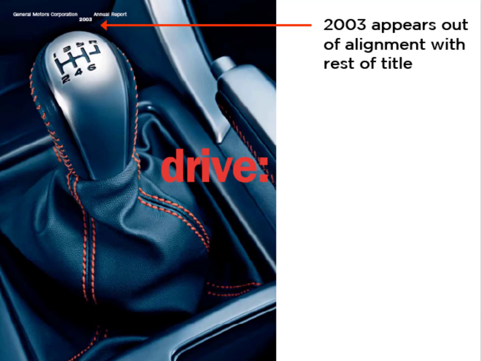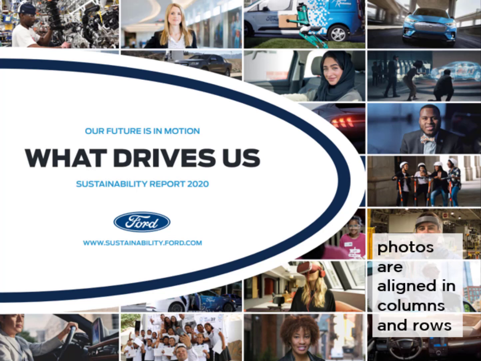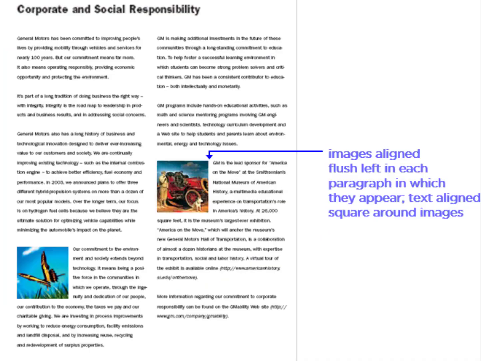Here, the year appears out of alignment with the rest of the document title, which calls attention to it. And on this cover of an annual sustainability report, the photos are aligned in columns and rows. Here we see images that are aligned flush left inside each paragraph in which they appear, and the text is aligned square around the images.